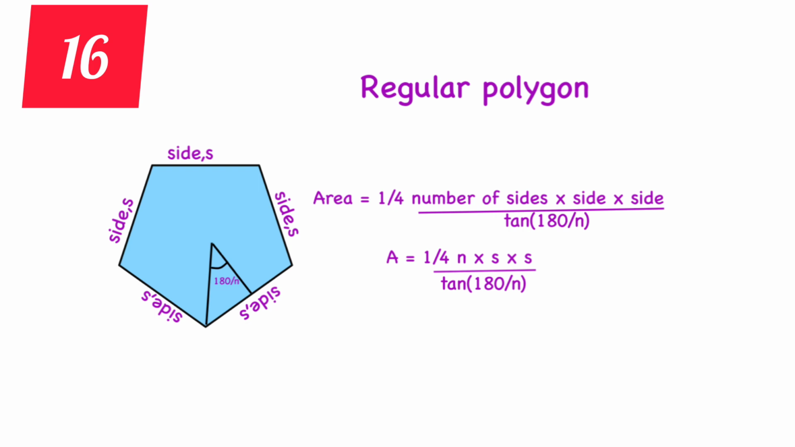In a regular polygon, the line joining the center to one of the ends of a side and the apothem corresponding to the side make an angle equal to 180 by n degrees. The area of the regular polygon gets simplified to 1/4 n s squared, divided by tan 180 by n.